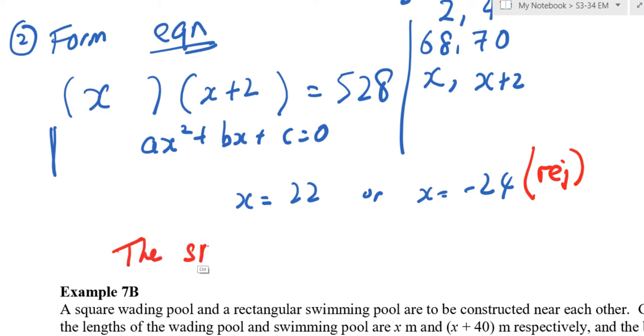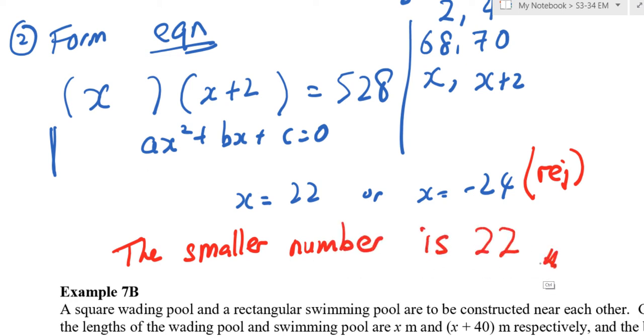The smaller number is 22. This in exam is 1 mark. Nobody cares about x. The question did not care about x. The question asked you, no need.